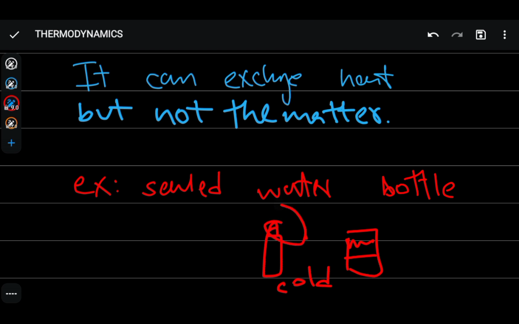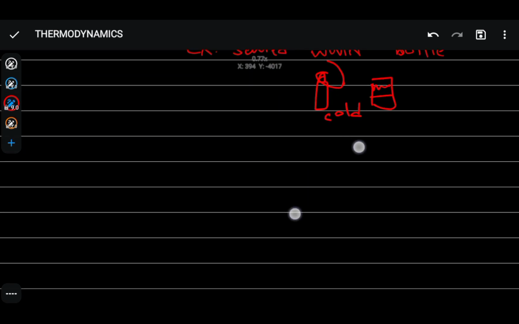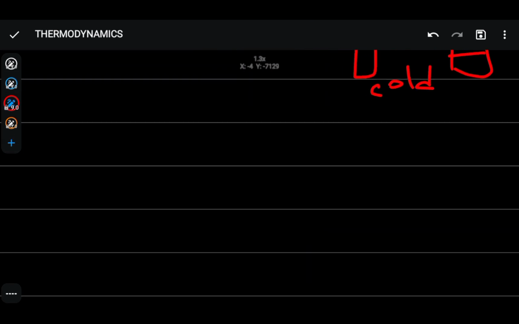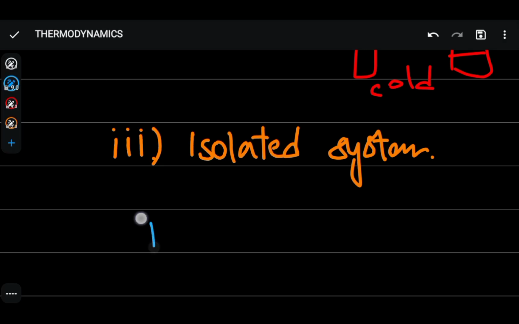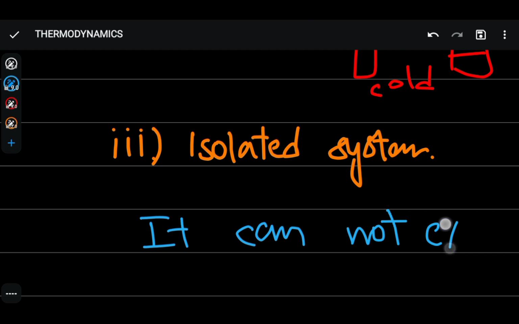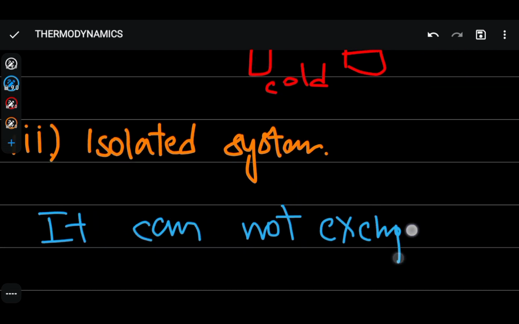Now let's continue to our last system, which is the isolated system. So what's basically an isolated system? It cannot exchange either matter or heat.